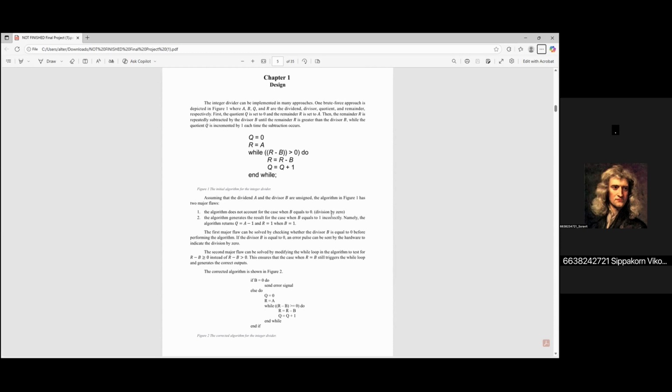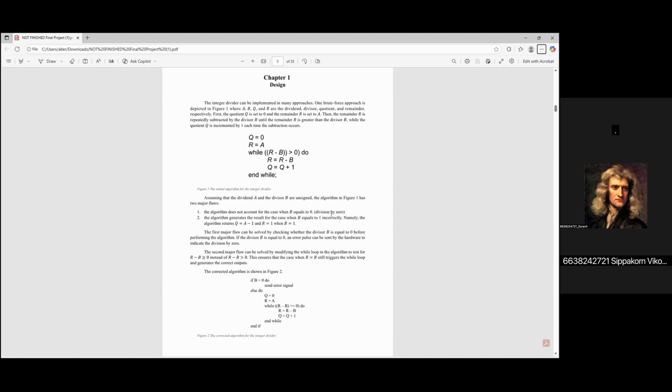So the core concept is to implement an integer division algorithm, which finds the quotient Q and remainder R for unsigned inputs A and B. So we start by trying the algorithm using repeated subtraction, where R is repeatedly reduced by B while Q is increasing. The initial approach had two major flaws.